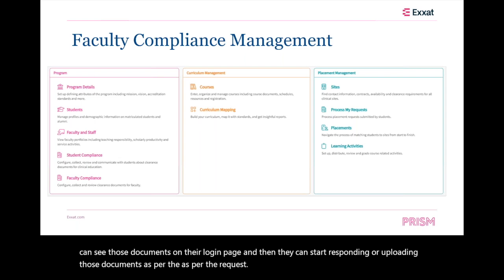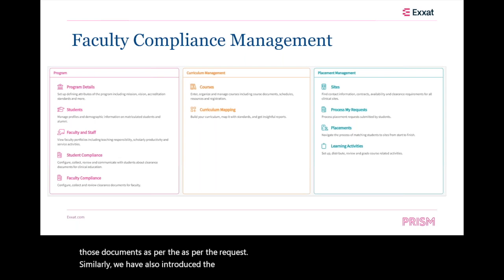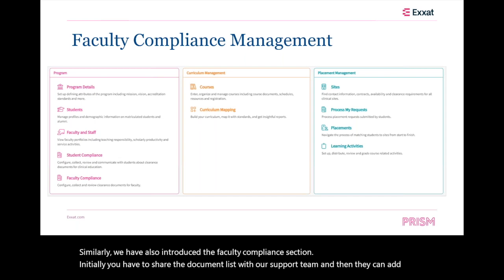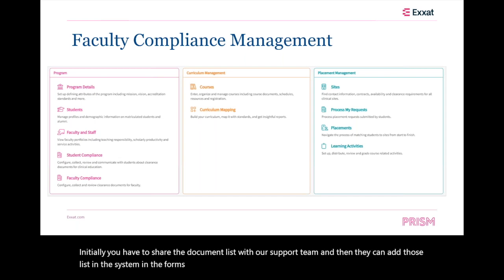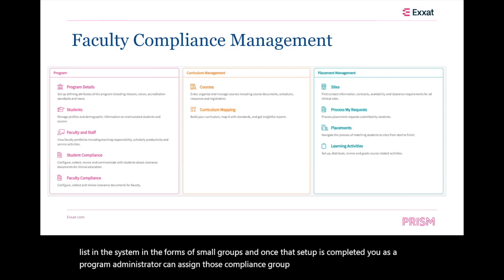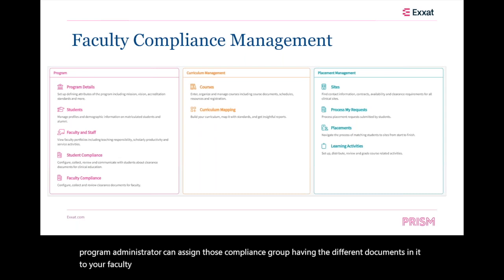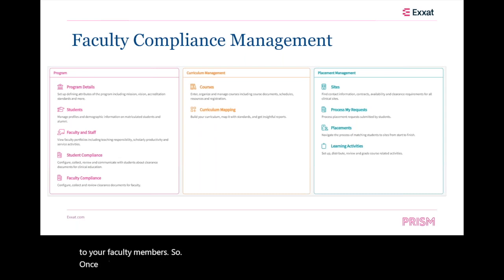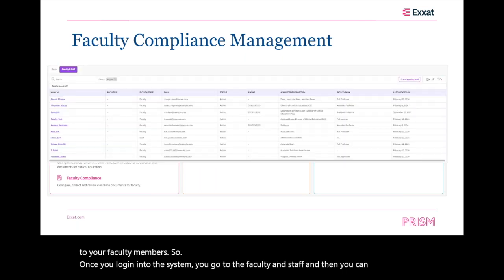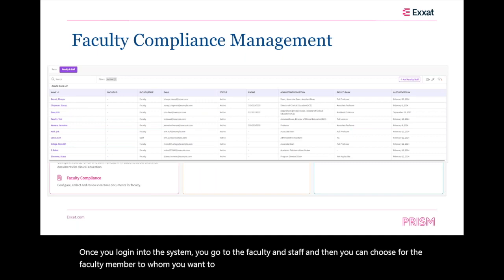Similarly, we have also introduced the faculty compliance sections. Initially, you have to share the document list with our support team, and then they can add those lists in the system in the form of small groups. And once that setup is completed, you as a program administrator can assign those compliance groups, having the different documents in them, to your faculty members. So once you log into the system, you go to the faculty and staff, and then you can choose the faculty member to whom you want to assign the faculty compliance.